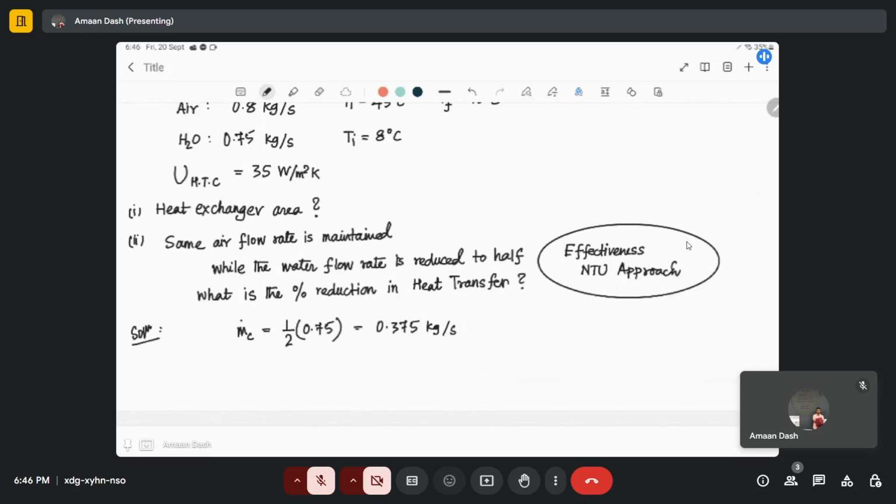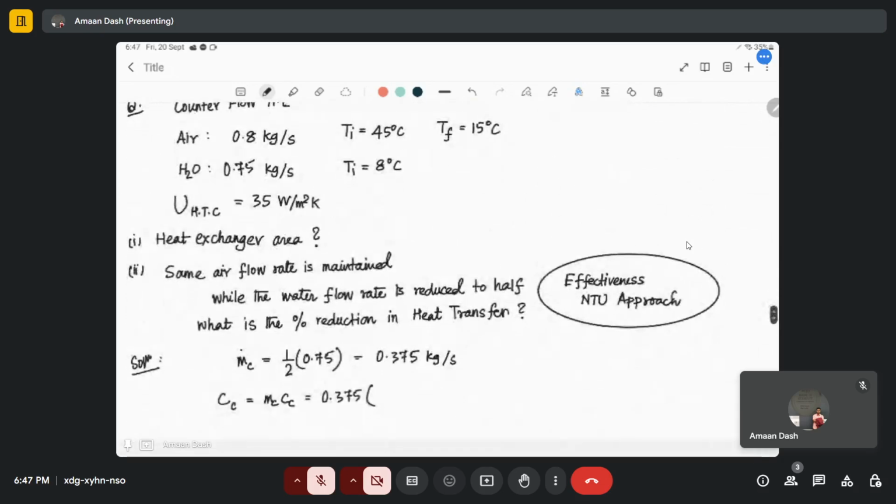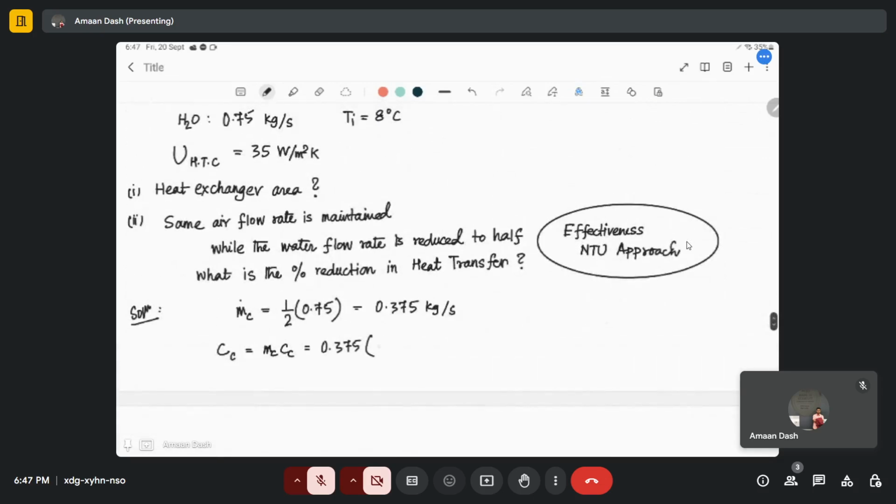So we can calculate similarly the C, which for the cold side is the mass flow rate times the specific heat. So this is 0.375 times 4186, which will be 1569.75 watt per Kelvin.